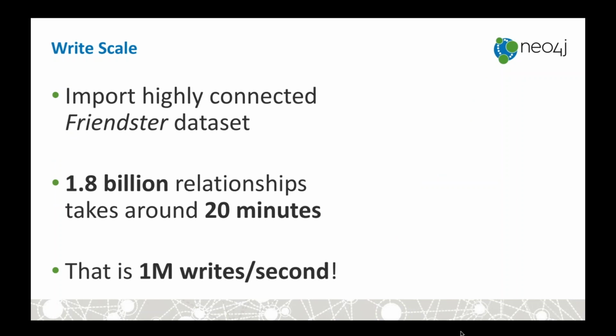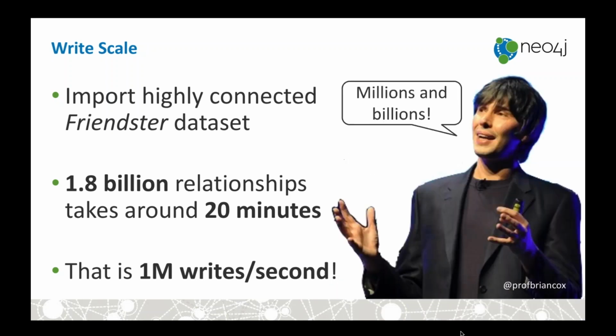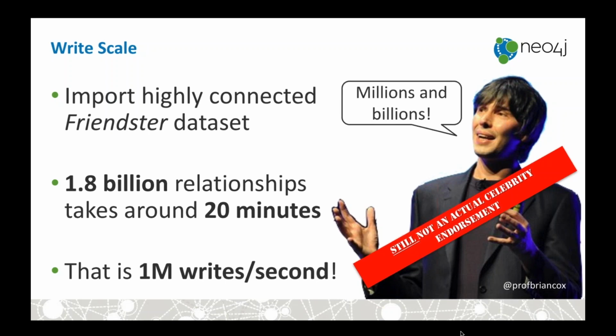On the right side, Johan and his team also imported the Friendster data set. It's about 1.8 billion relationships. It takes about 20 minutes. That's 1 million writes per second. It's pretty quick, right? So this modern hardware, Neo4j is able to take advantage of that as a native graph database and really pile our data into the database, funnel data in there exceptionally quickly. Thanks, Brian. Still not an actual celebrity endorsement.